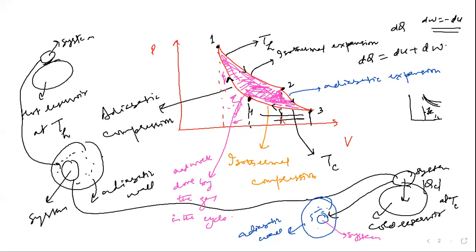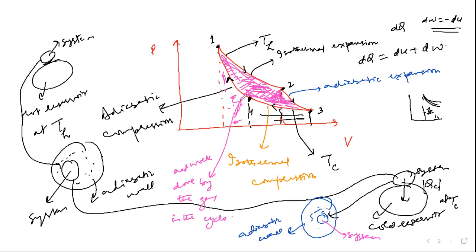I repeat, first the gas is allowed to expand isothermally. During this process, the system is in thermal equilibrium with the hot reservoir. It absorbs QH amount of heat from the hot reservoir. Temperature is constant, that is TH. Then from 2 to 3, it is adiabatically expanded, right? During this process, temperature decreases. It does work against the surroundings. Then it attains the temperature of the cold reservoir.